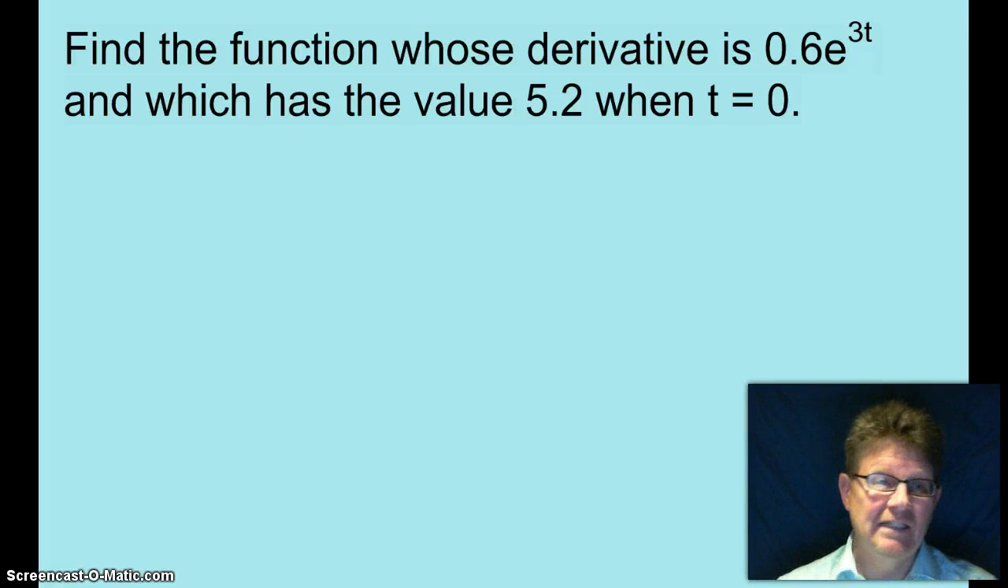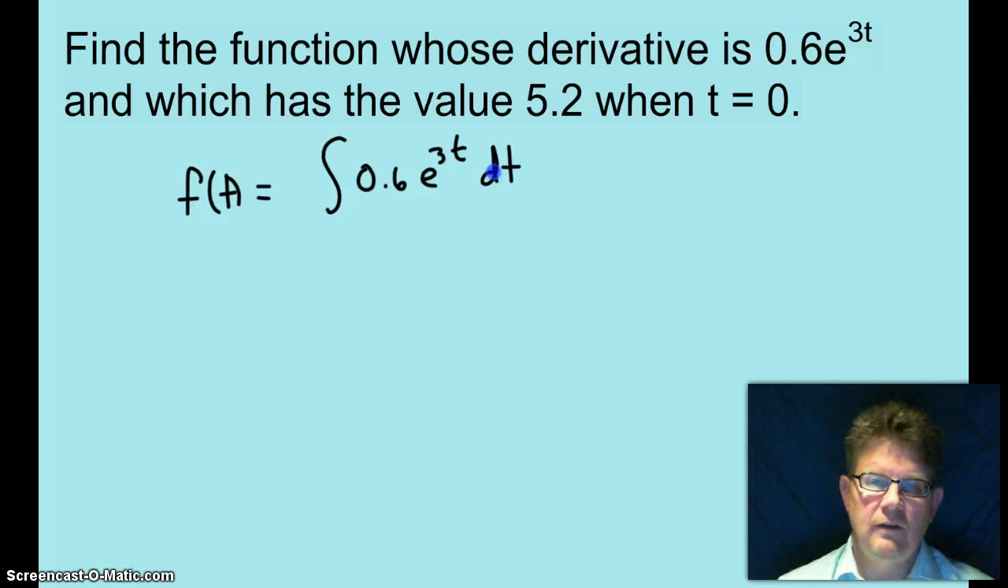Oh no, not e. Find the function whose derivative is 0.6 e to the 3t, and which has a value of 5.2 when t equals 0. Alright, so f of t equals the integral of 0.6 e to the 3t dt. First of all, let's go ahead and move that constant out front, 0.6 times the integral e to the 3t dt.